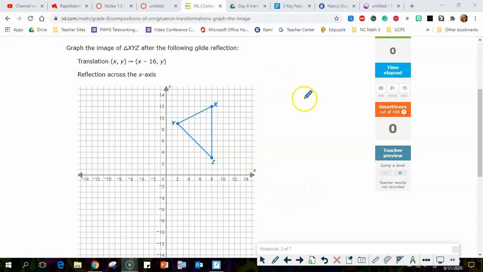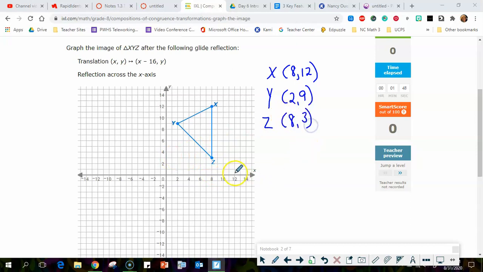on these points. So let's name these points. Let's do X, Y, Z. And then we'll look at the different transformations. So point X is 8, 12. Point Y is 2, 9. And then point Z is 8, 3.